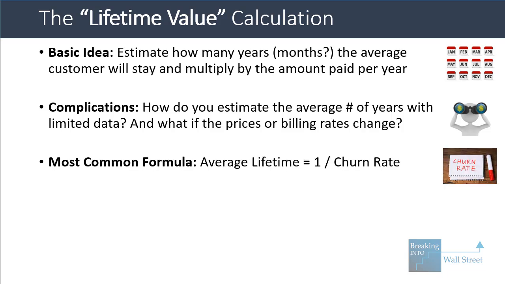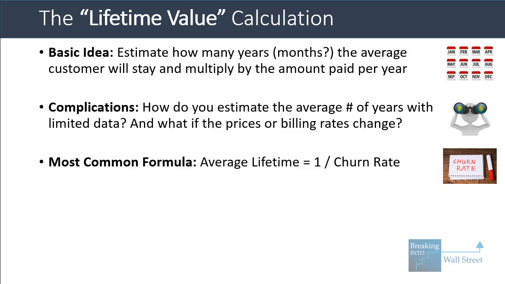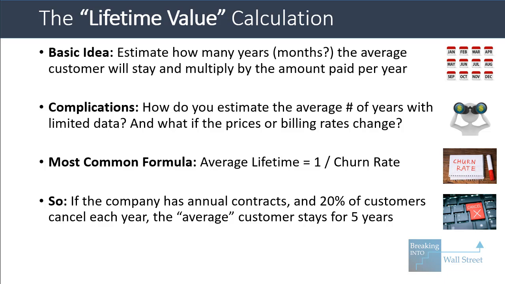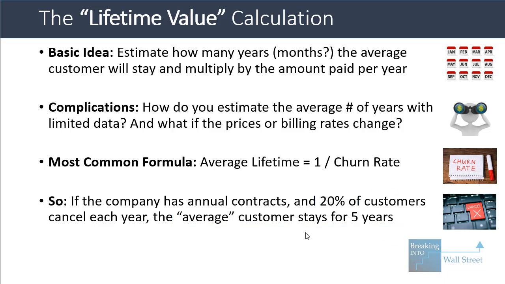The most common formula here for estimating the average lifetime of a customer is you take the churn rate or the cancellation rate and then you put it in the denominator and you say 1 divided by the churn rate equals the average lifetime. For example, if the company has annual contracts and 20% of customers cancel each year, then you could say that the average customer stays for 5 years because 1 divided by 20% gives you 5. 1 over 20% equals 5. So the average customer lifetime here is 5 years.